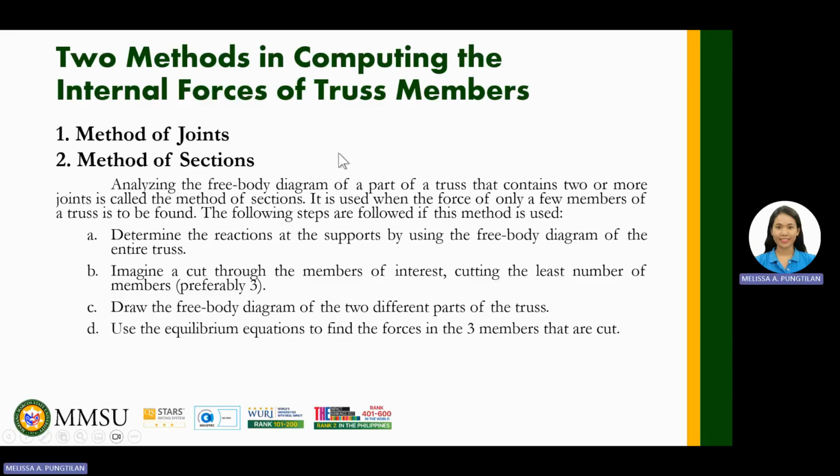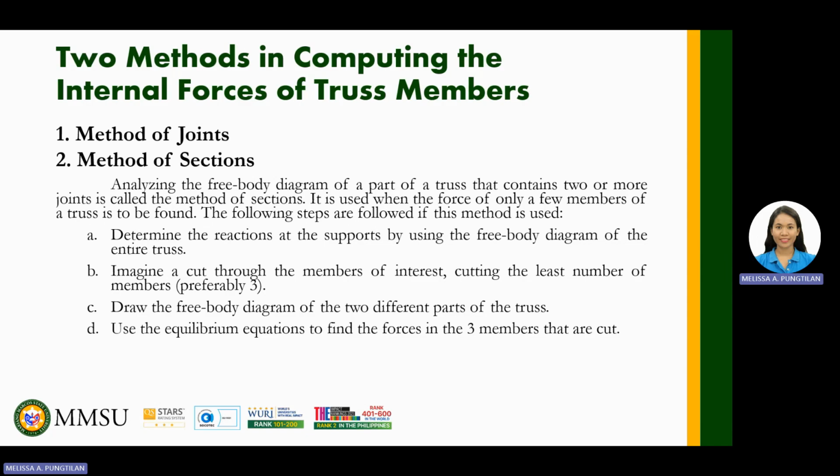Good day, everyone. This is Engineer Melissa, your instructor in Mechanics 101, and I will be discussing the other methods in computing the internal forces of truss members. Last week, we were already done with the method of joints. Now, I will be discussing the method of sections. This is another way on how to compute the internal forces of truss members.